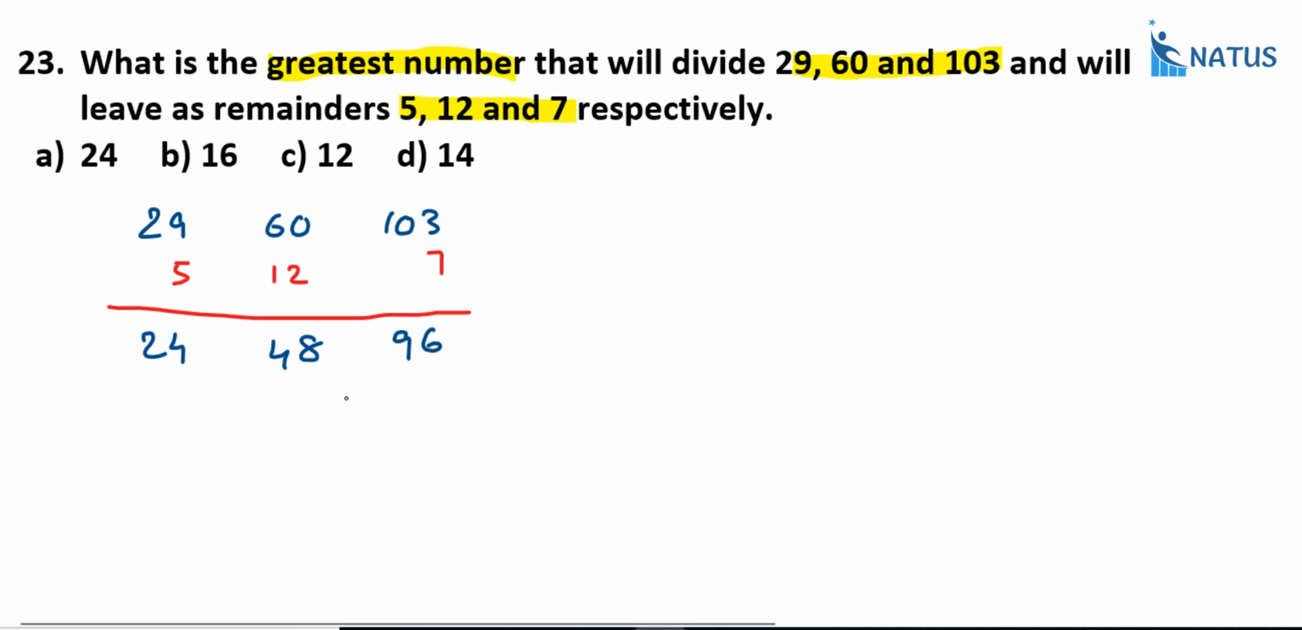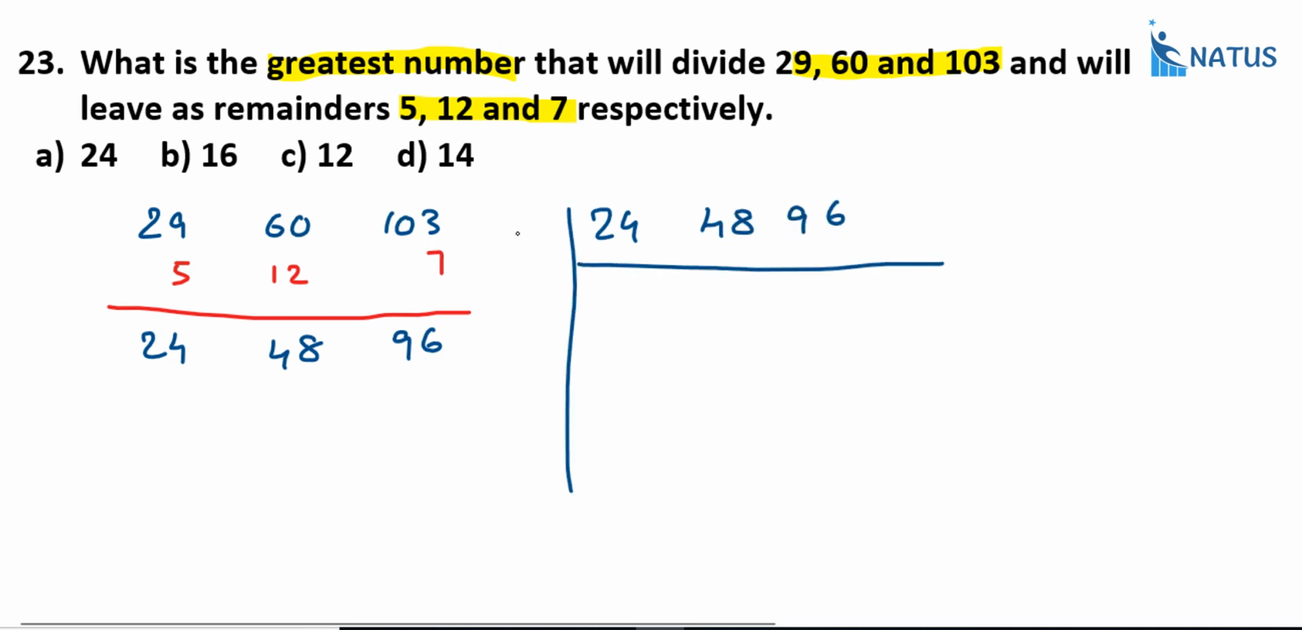If the remainder is 0, what is the meaning of the statement? That x is a common factor of these numbers. What do we require? The greatest number. Here we require the greatest common factor, or highest common factor, of these numbers. The numbers are 24, 48 and 96.